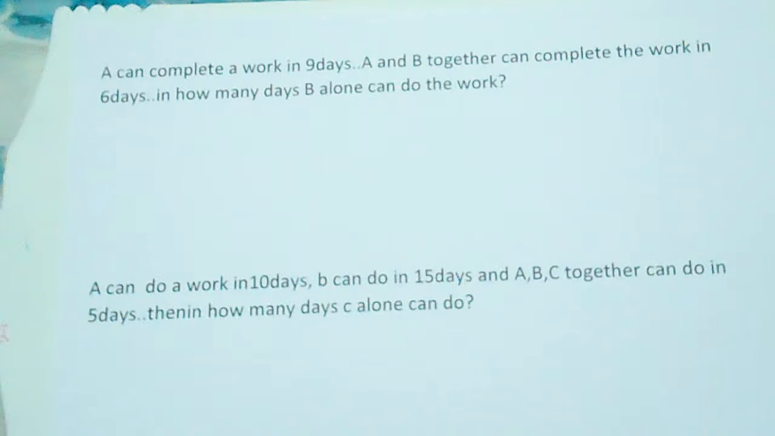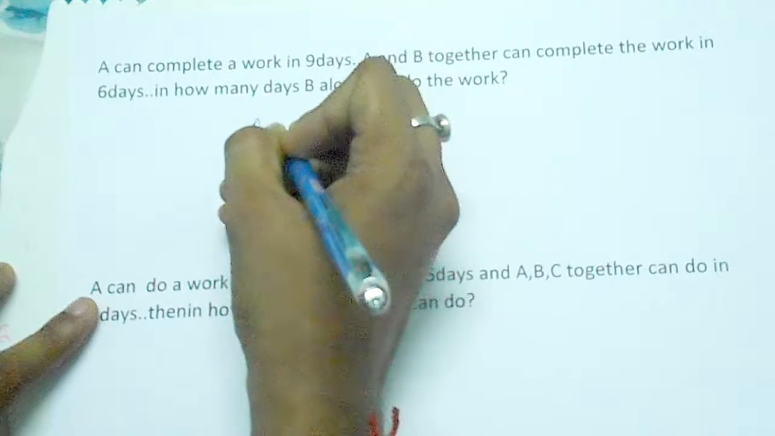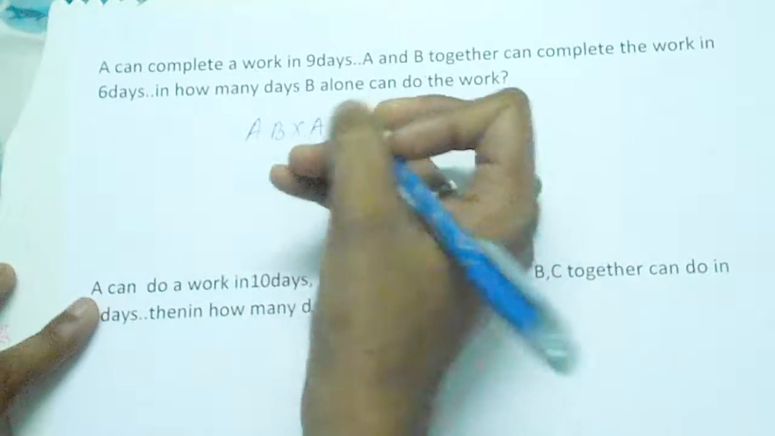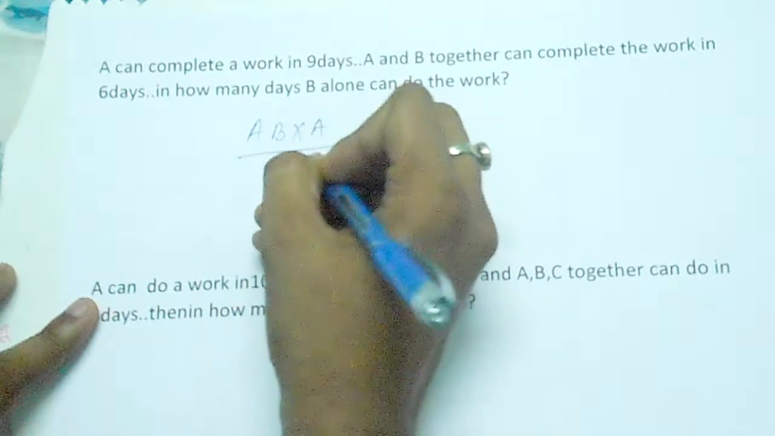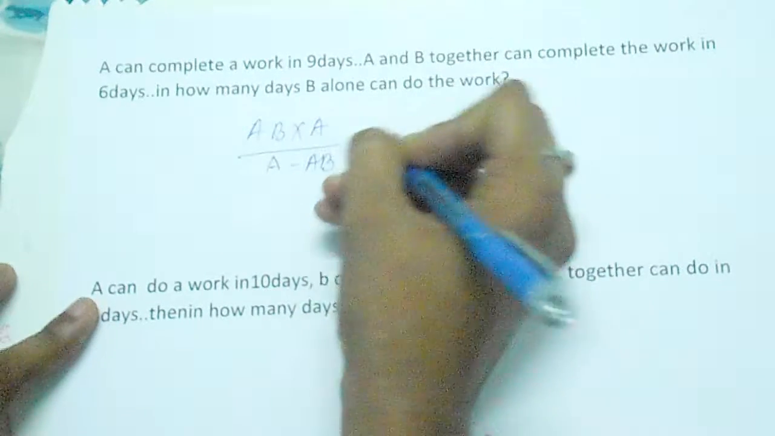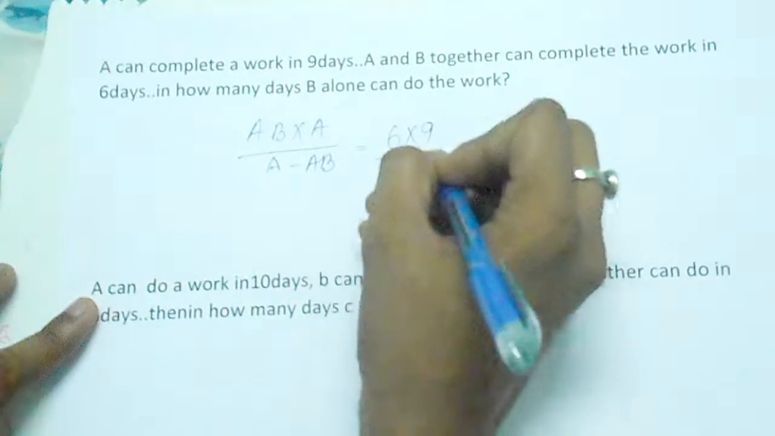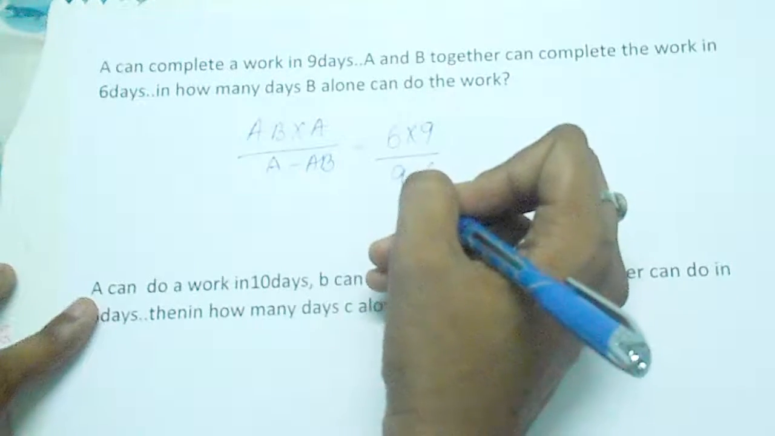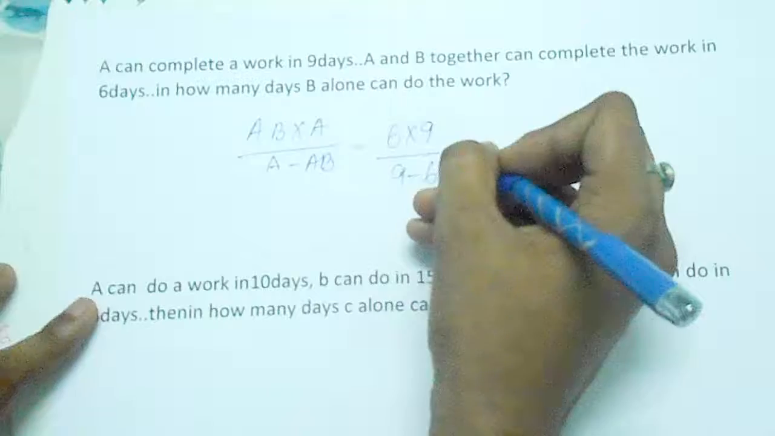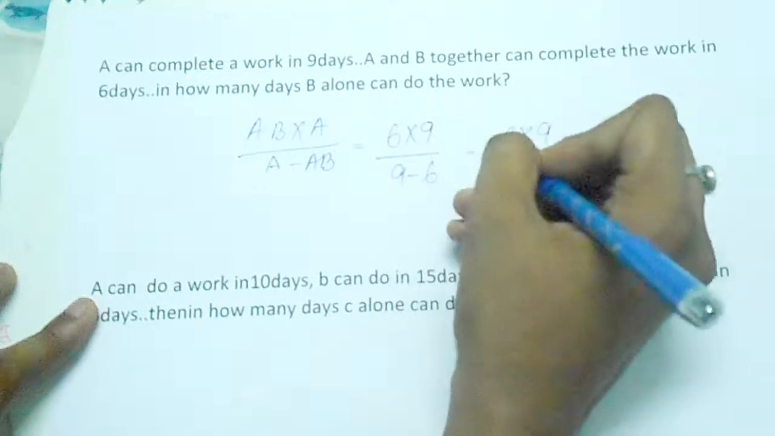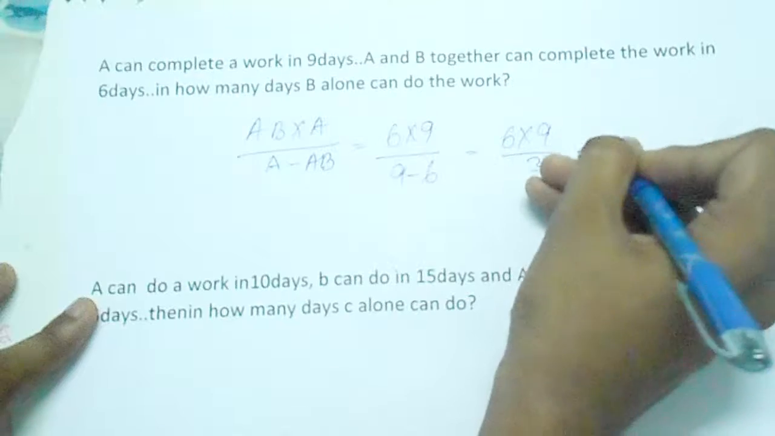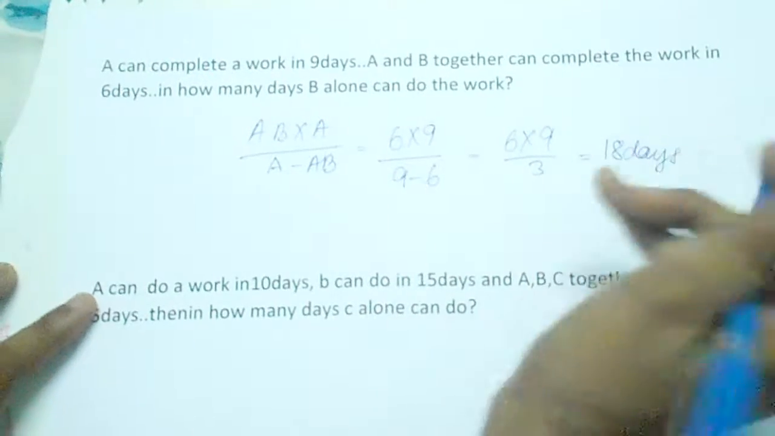So I have another interesting sum, and it states that A can complete a work in 9 days, AB together can complete the work in 6 days. So in how many days can B alone do the work? AB into A by A minus AB. So it's basically 6 into 9 by 9 minus 6. So 6 into 9 by 3, which is equal to 18 days. Isn't it simple, guys?